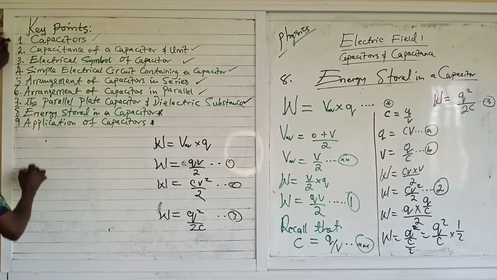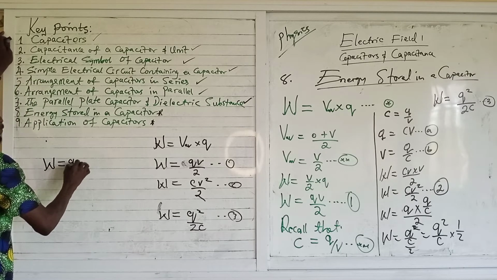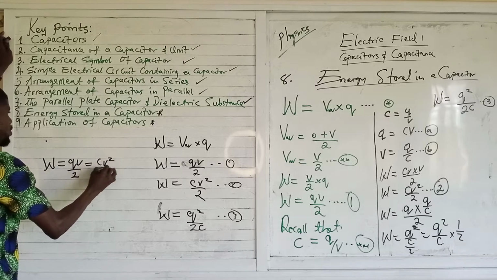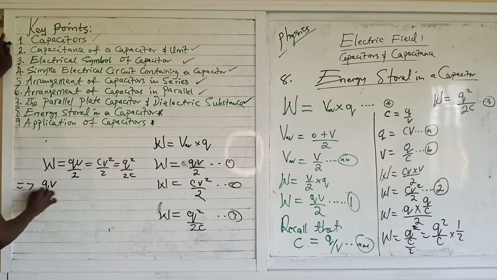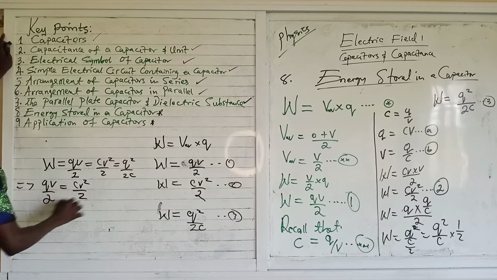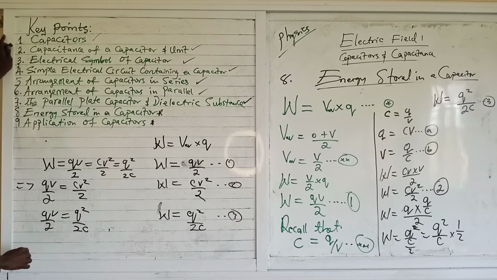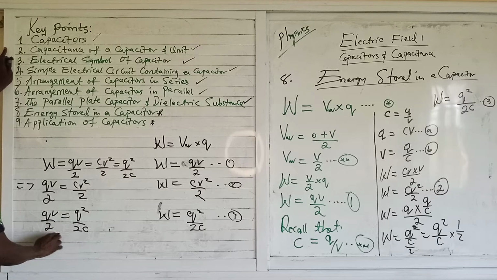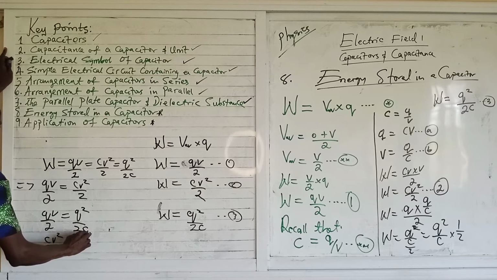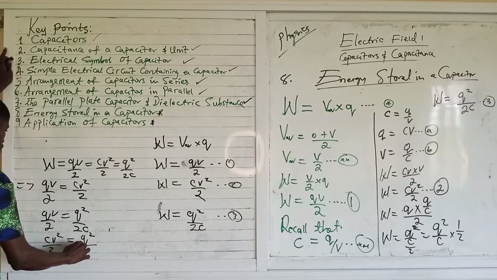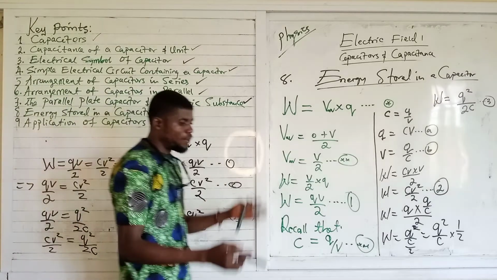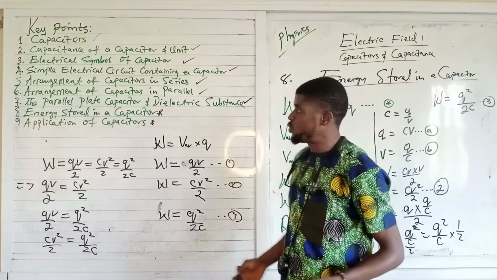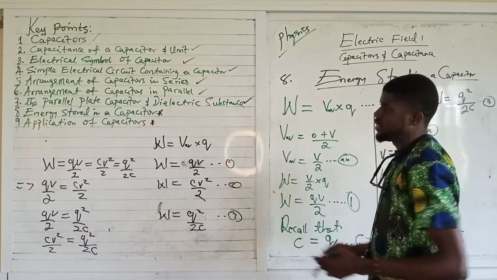So in physics, we are free to say that W is equal to QV all over 2, which is equal to CV squared all over 2, which is equal to Q squared over 2C. So it implies that QV all over 2 is equal to CV squared all over 2. It also means that QV all over 2 is equal to Q squared all over 2C. And then it also means that CV squared all over 2 is equal to Q squared all over 2C. With this, we have come to the end of every possible equation you can come in contact with when you are dealing with capacitors.